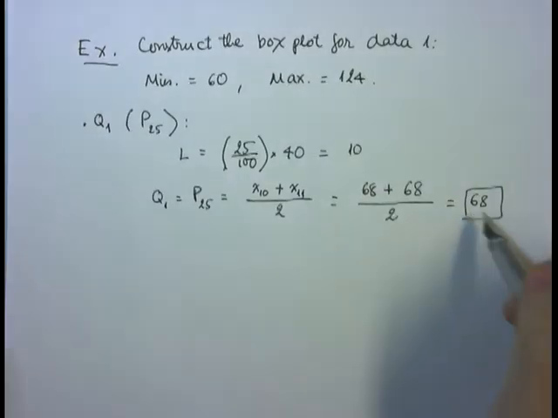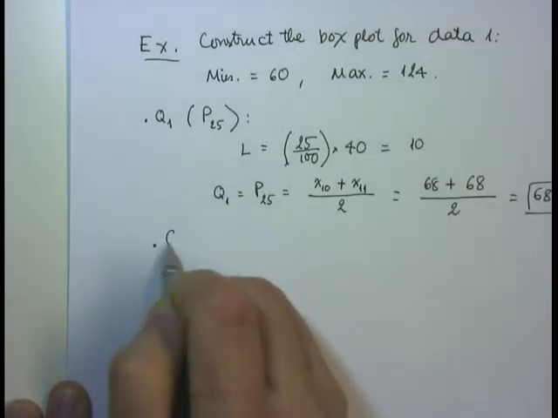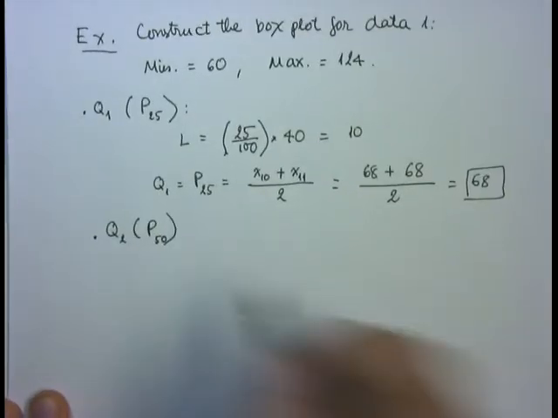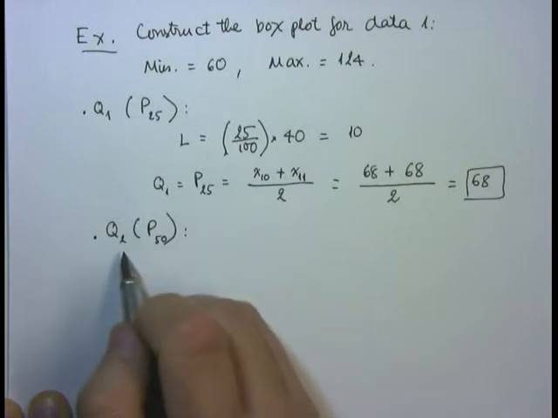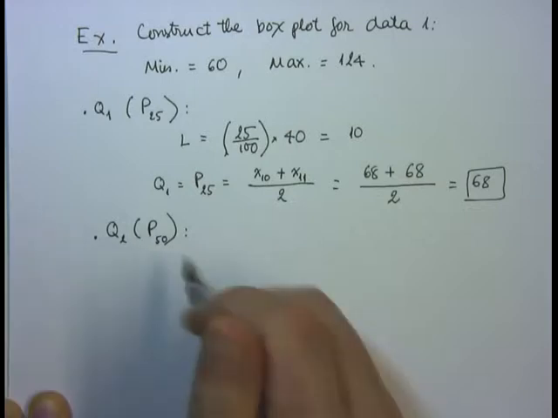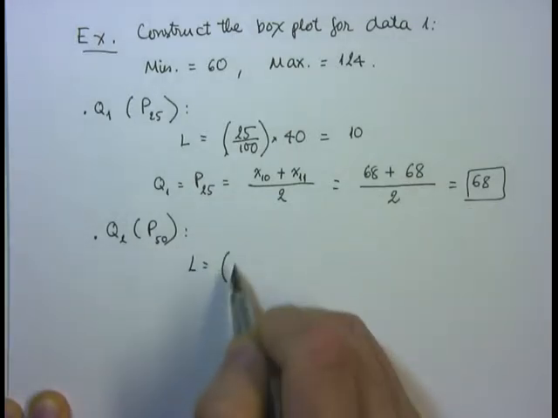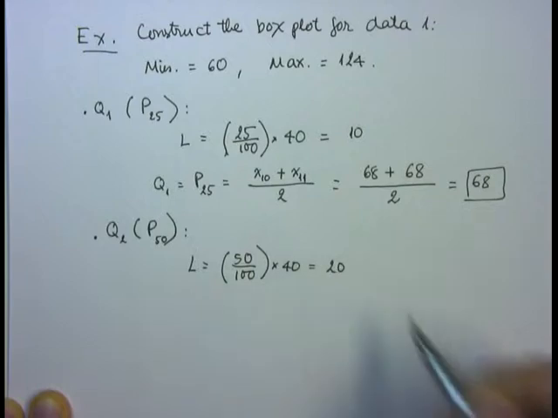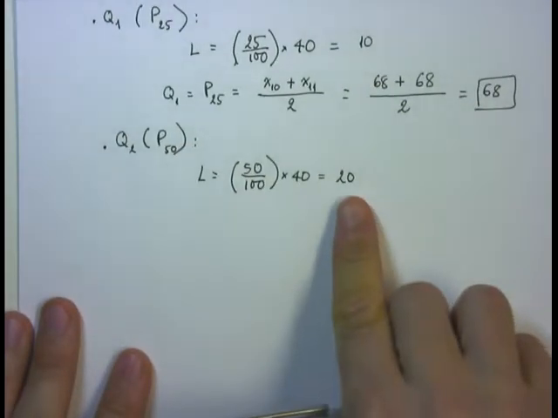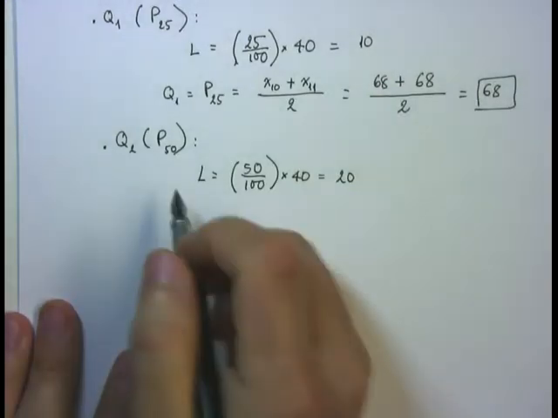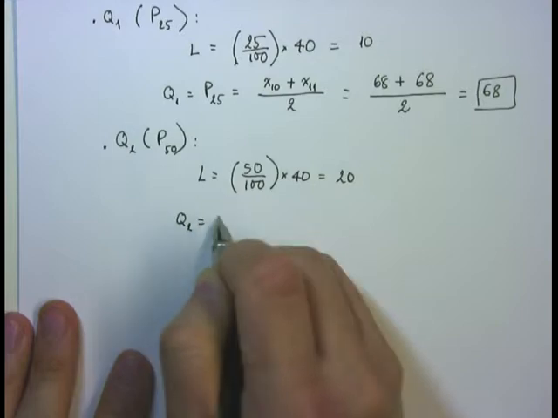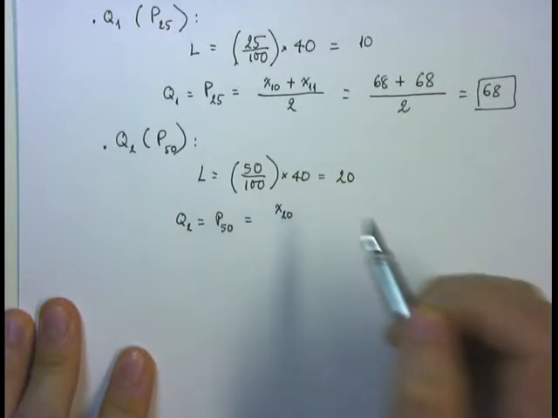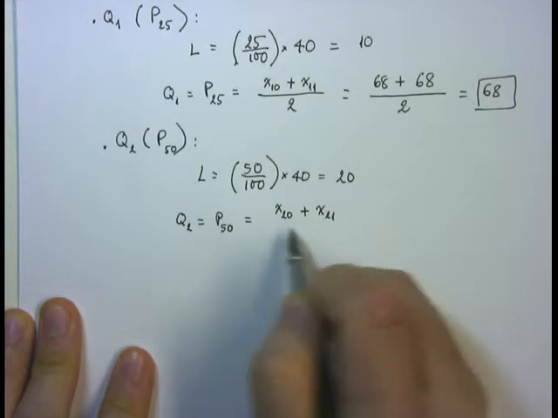Now looking at the Q2 value, Q2 is the same as the 50th percentile. As long as we're treating the Q2 value as a percentile, to find it we need to find a locator once again. This time we do 50 over 100 times 40, so the locator is 20. Once again, the locator is a whole number. So to find Q2, or the 50th percentile, you look at the 20th data item, add that to the 21st data item on the list, and divide by 2.